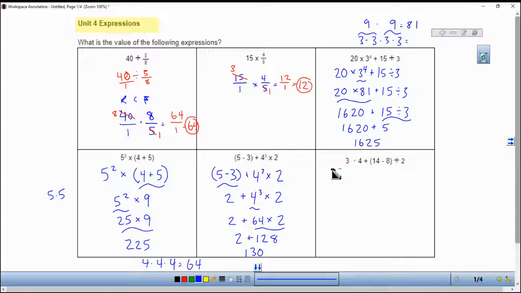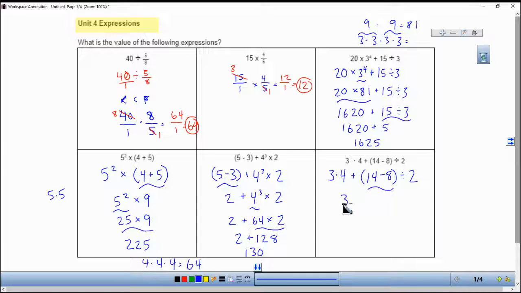All right, last one here. 3 times 4. Make sure to not write that as a decimal point, that little dot there. That's the multiplication symbol, multiplication dot. Divided by 2, all right. Parentheses, yes, we do have parentheses. 14 minus 8 would be 6.